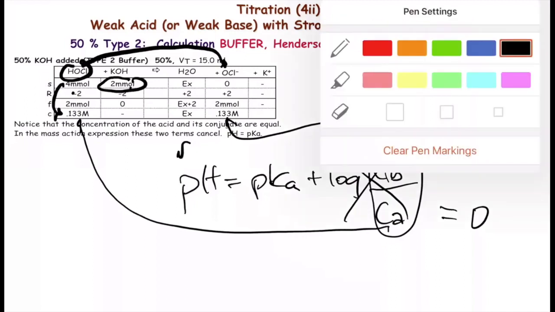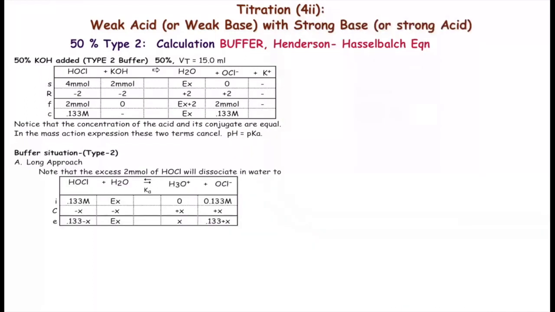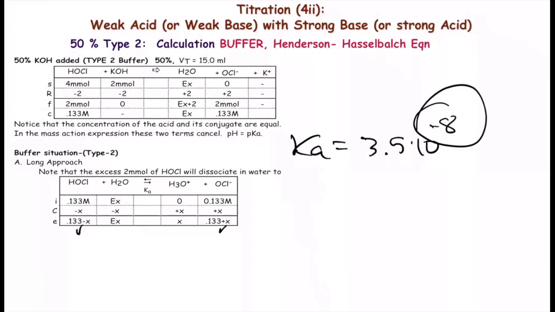So anyway, let's take a look at the ICE table. You can see that in the ICE table, these two are somewhat the same. This one is 0.133 minus X, and this one is 0.133 plus X, but again, X is negligible. Why is X negligible? Because the Ka is small. It's 3.5 times 10 to the minus 8. That's a small number, so we can ignore this and we can ignore that.